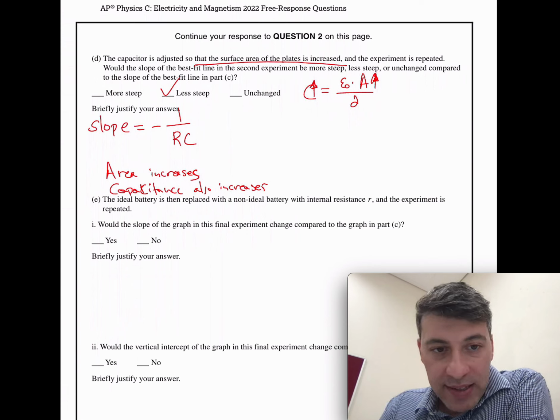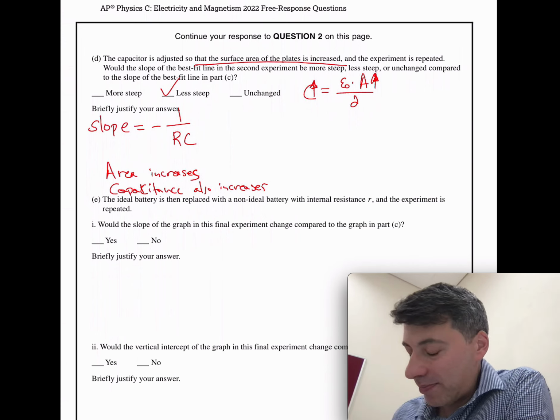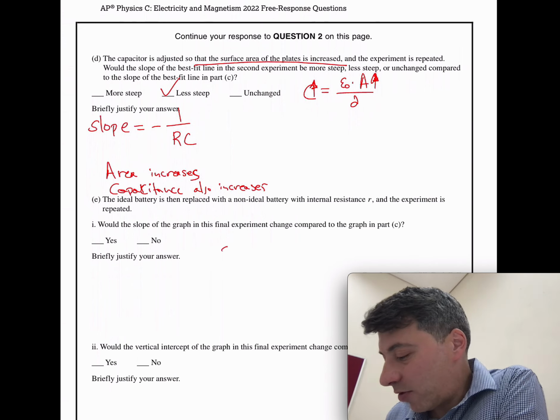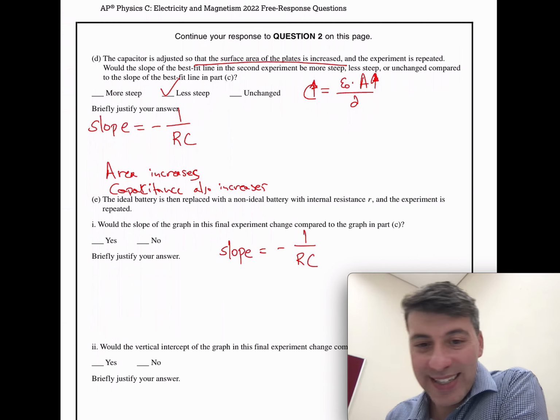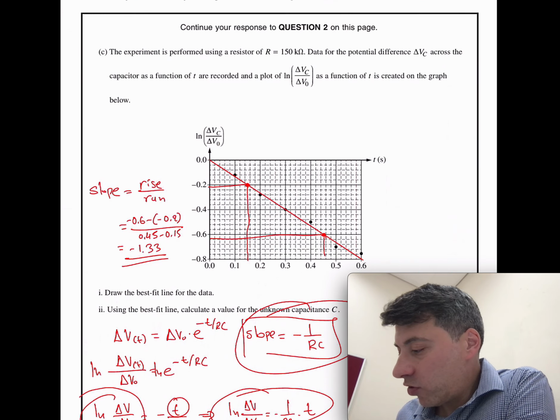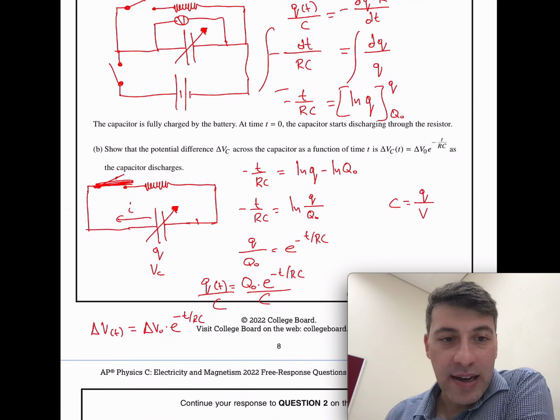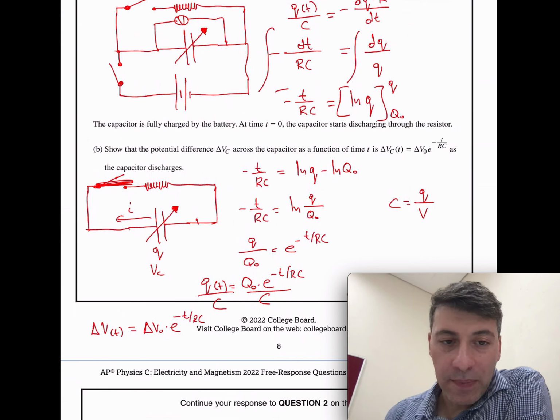And on the next part, part E, it is mentioned that the ideal battery is replaced by a non-ideal battery with internal resistance. What effect will this have on the slope? This is a little bit tricky, I think, but we also said that the slope is equal to minus 1 over RC. Now, a little bit careful, this R had nothing to do with the battery. This R was the value of the resistor.